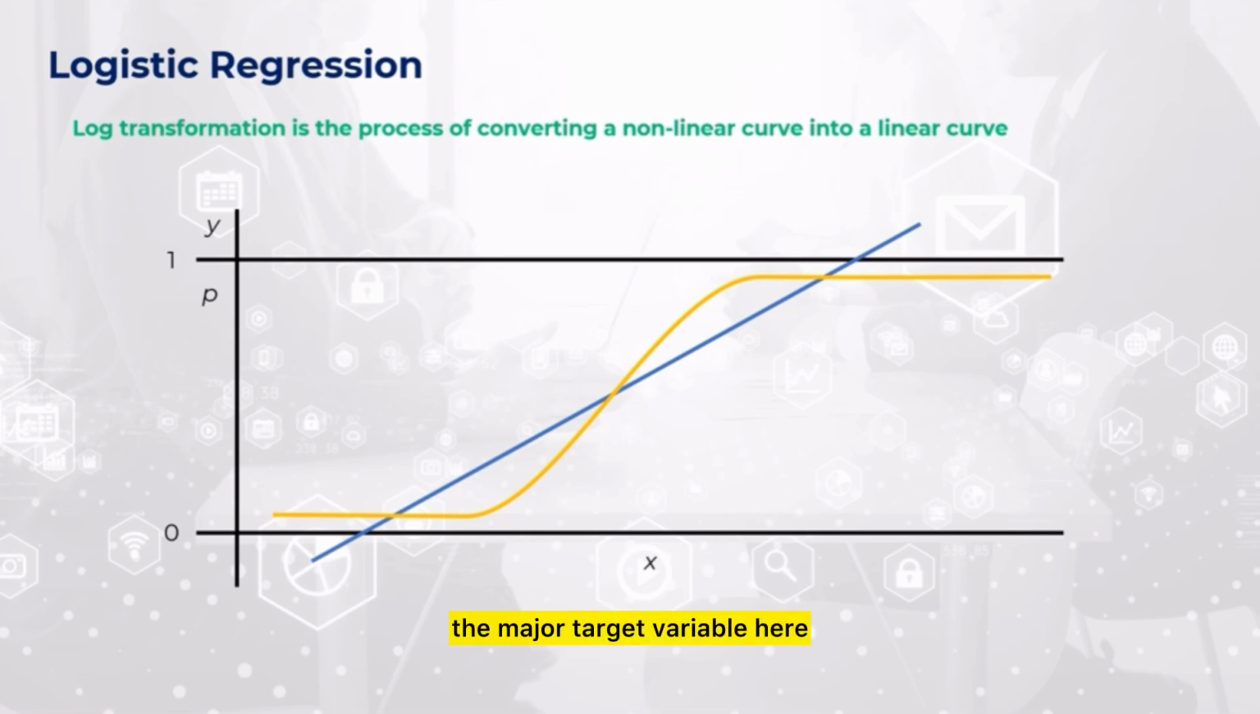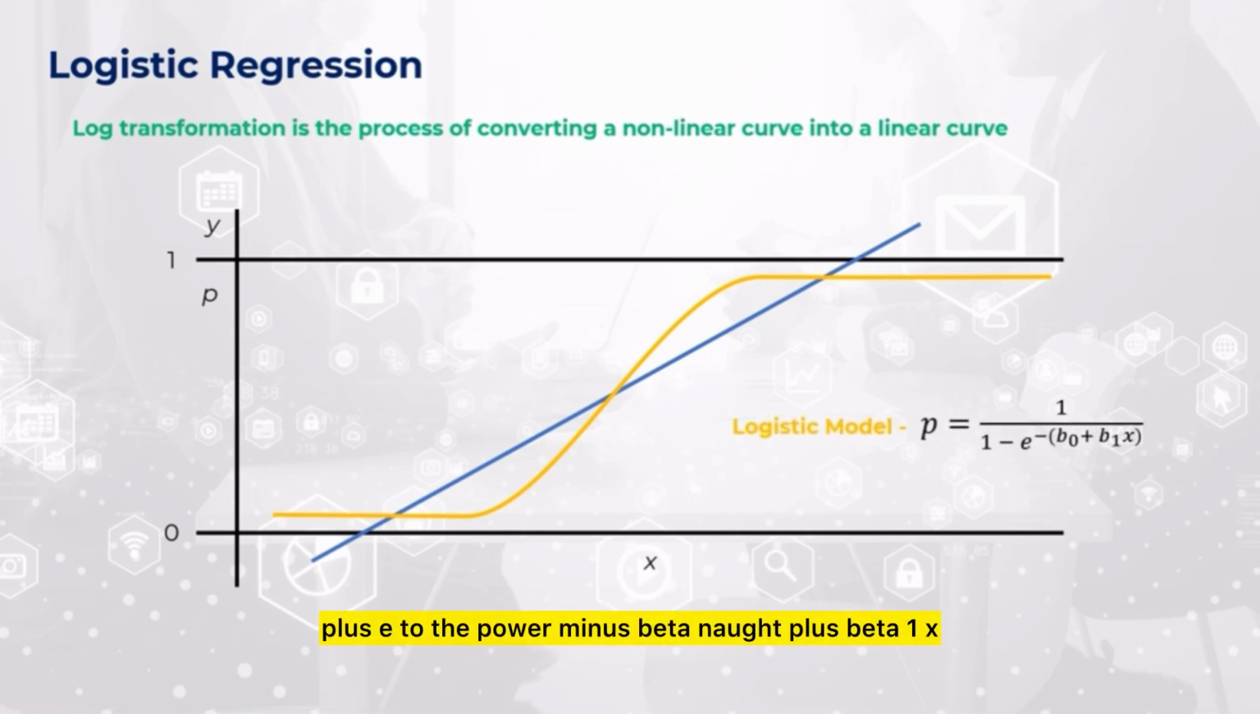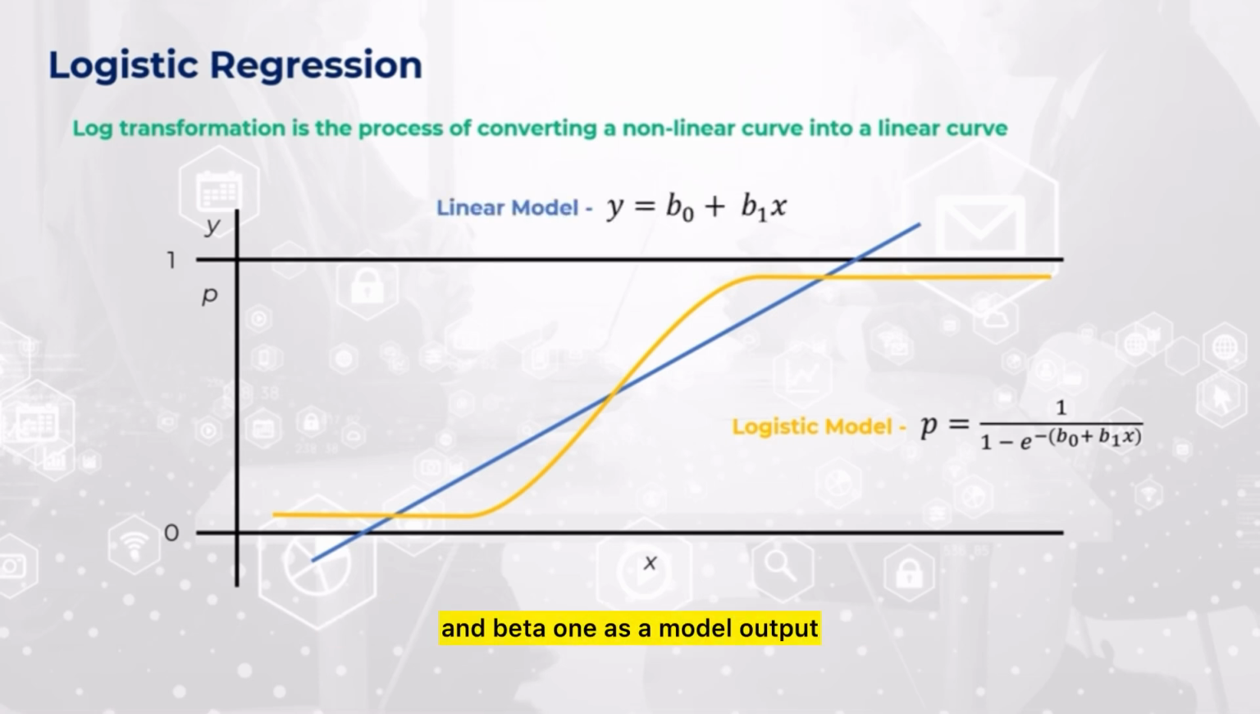the major target variable we try to calculate is the probability. Probability equals 1 divided by 1 plus e to the power minus (beta naught plus beta 1 x). The model output in linear regression was the values of beta naught and beta 1. Similarly here, you will get beta naught and beta 1 as model output. However, the utilization here in logistic regression will be different. The probability I calculate here has a range of 0 to 1, because probability has a minimum value of 0 and a maximum value of 1.